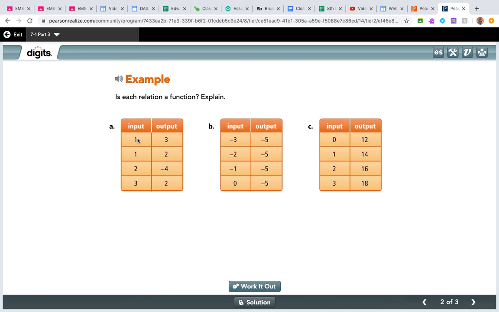A has 1 going to 3, but 1 is also going to 2. It is not a function. It is only a relation. B has negative 3 going to negative 5, negative 2 going to negative 5, negative 1. So this is like 4 different people going to the same restaurant. Is that possible? Sure is. This is a function. B is a function. And C, 0 goes to 12, 1 goes to 14, 2 goes to 16, 3 goes to 18. This is a function. There is no input going to more than one output.